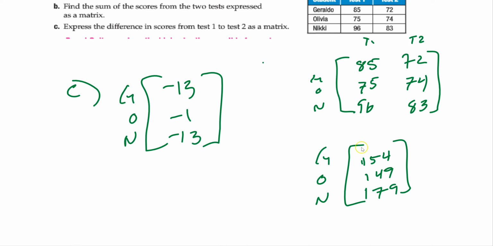Now again, you could get information from this. Like from this one right here, you could tell, oh, Nikki did the best, and by how many points she did the best also. You can see how much worse people did from test 1 to test 2. Hey, at least Olivia was consistent. Right? So that's matrices. Basics.